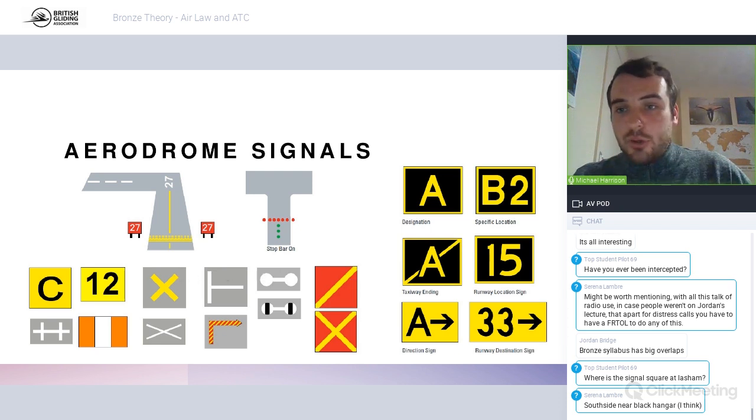At big airports that you're not likely to be landing at, you may also have a stop bar. Those are red illuminated lights across the taxiway. You are not allowed to cross those while they're illuminated. The lights should be extinguished before you cross them.